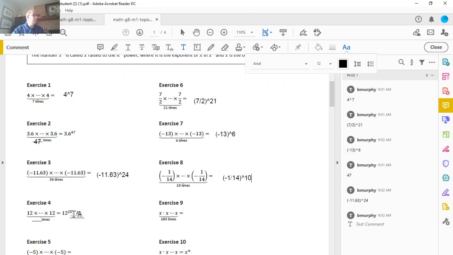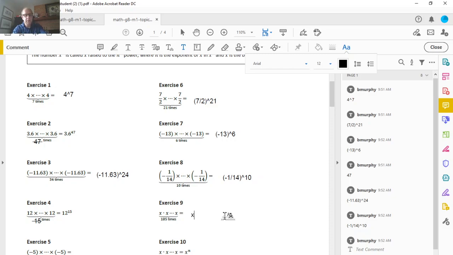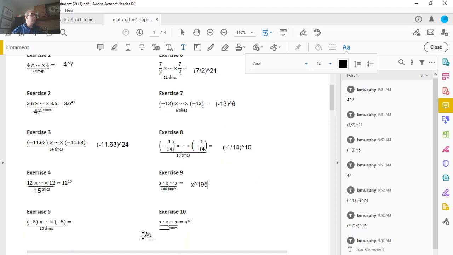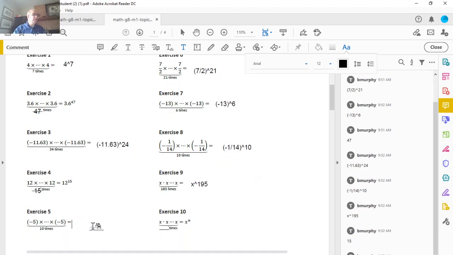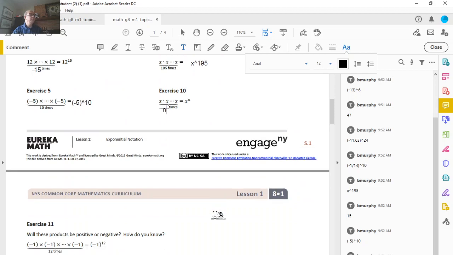We have 12 to the 15th power. So how many 12s do we have here? We should have 15. We have x, 195 times. So we have x raised to the power of 195. This is negative 5, 10 times. Can you guess it? Negative 5 to the power of 10. And then this one, x to the nth power. So how many x's do we have here? We have n x's.